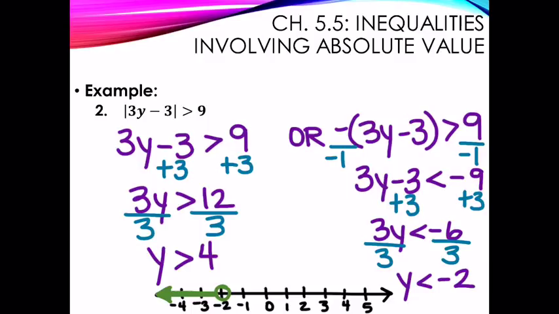My other inequality says that y is greater than 4. Since it's just greater than and not equal to, I'm going to have an open circle, and then I'm going to shade to the right. Okay, so we can see here that the answer could be anything from -2 to -infinity, or it could be from +4 all the way to +infinity, but not including -2 or +4 and nothing in between those two.